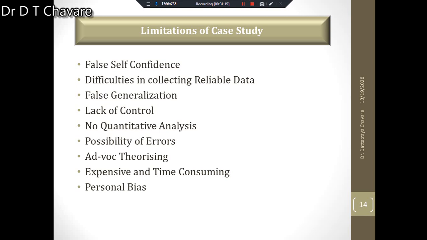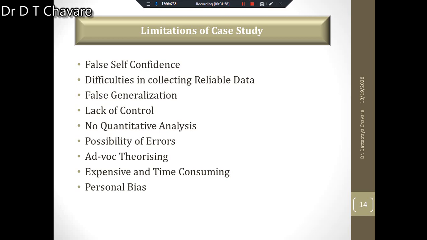In case study research, collection of reliable data on delicate issues such as extramarital affairs, sexual problems, and industrial sickness is very difficult. How can you collect reliable data? Because generally the respondents do not tell such facts to the researcher. How is it possible for them to explain those facts in their own words? That's why it is difficult to collect reliable data.